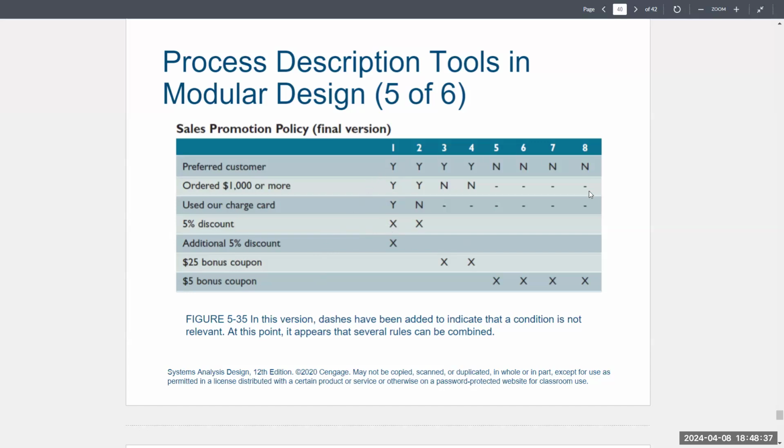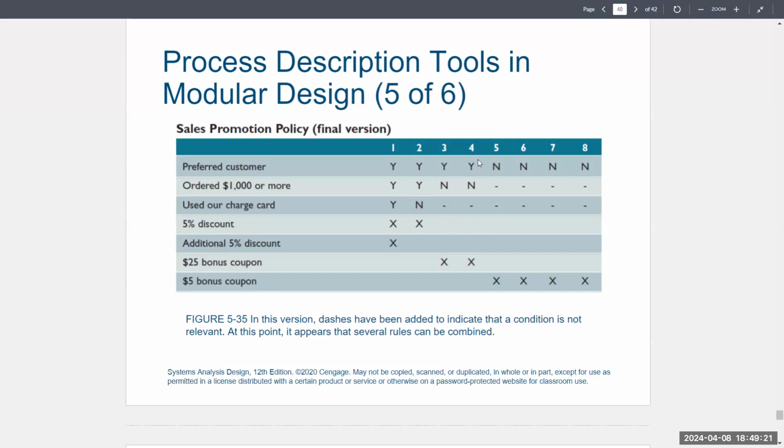And those are the combinations of the different conditions. But if I'm a preferred customer, ordered more than $1,000, and did not use a charge card, in that case I'm only getting a 5% discount. I'm not getting all of these other things. And if I'm just a preferred customer and I didn't order more than $1,000, I'm not even worried about whether I'm using a charge card or not. It doesn't apply. In that case, I just get a $25 bonus coupon. It's not $25 off on that order, but a coupon for the next time.